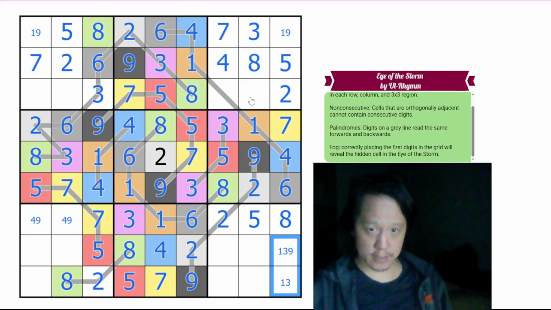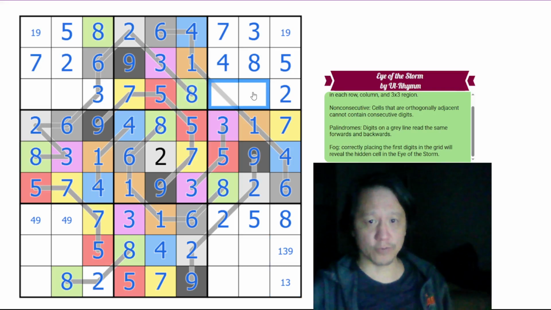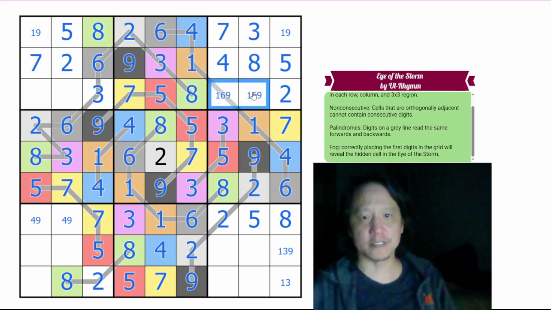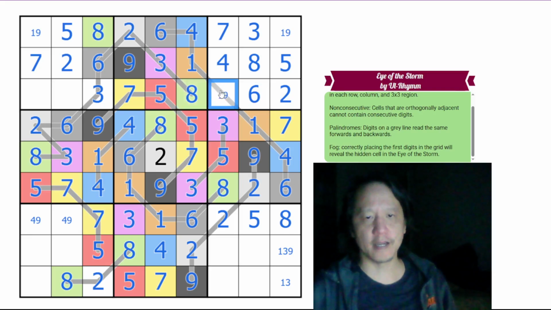Remaining digits in box 3, we have 1, 6, and 9. This can't be 1 or 9, so that's 6, which means this can't be 6. 9 cannot be consecutive with 8, so this is 1, which makes this 9, which makes this 1.